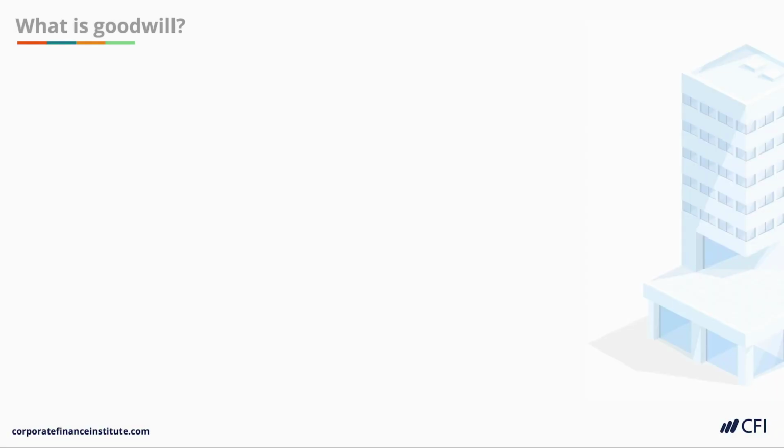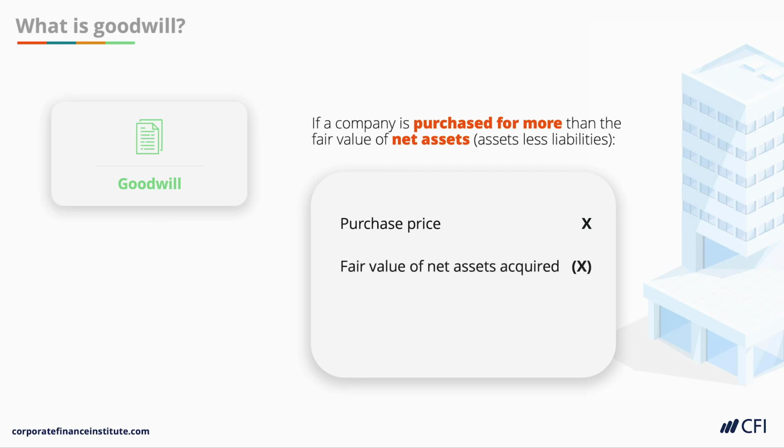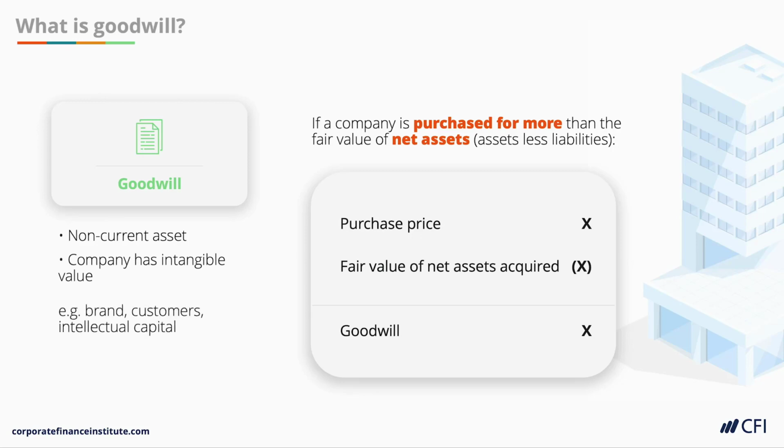Goodwill is another account seen in many financial statements. If a company is purchased for more than the fair value of its assets less liabilities, also known as net assets, then the difference between the purchase price and the fair value is recorded as goodwill. It's considered an asset because the reason for paying more for a company's physical assets is because of the intangible value of the company. Things like brand, customers, and intellectual capital are factored in.